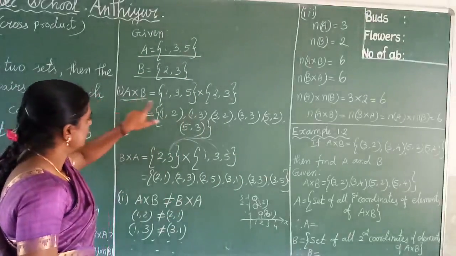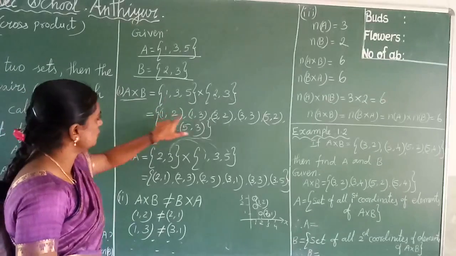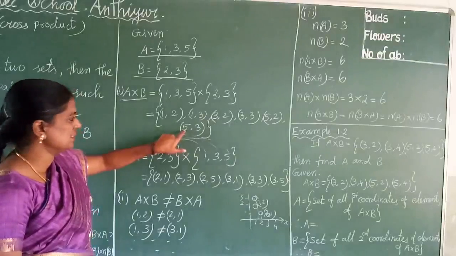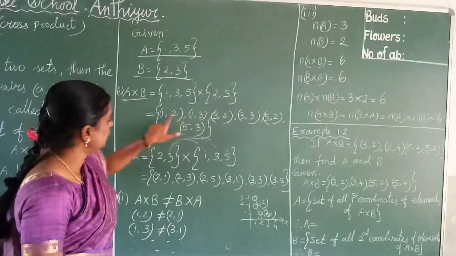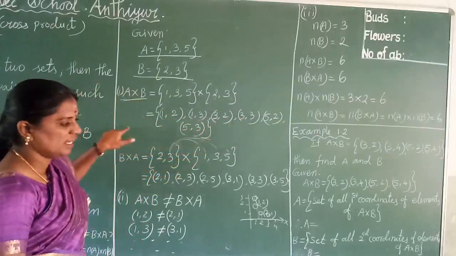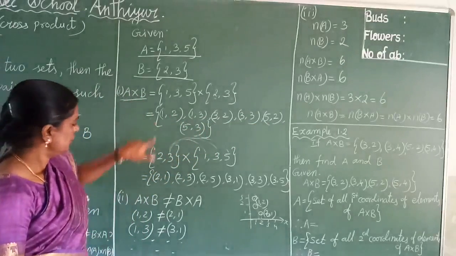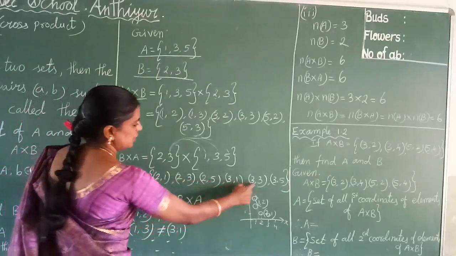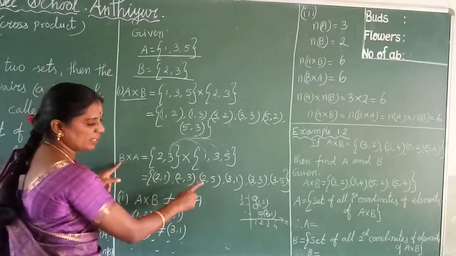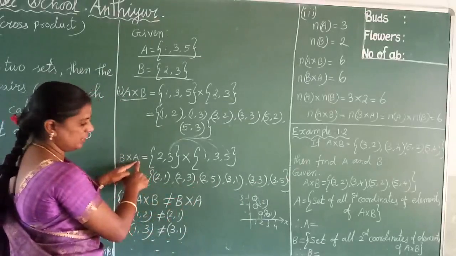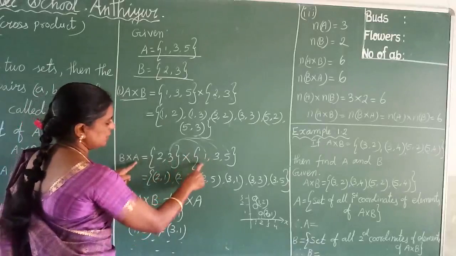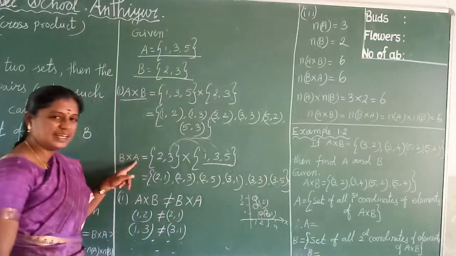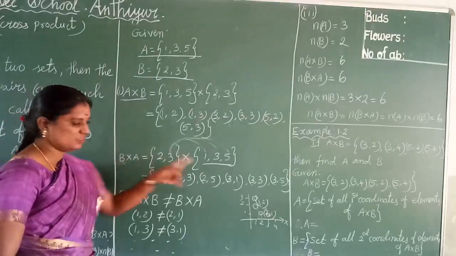So how to find? Here 1, 3, 5, this is 1, 1, 3, 3, 5. The first coordinate elements. Second, 2, 3, 2, 3, 2, 3, 2, 3. So that is the second coordinate elements. Here B: so 2, 3, that is the first, 2, 2, 2, 3, 3, 3. That is the first coordinate elements. A, that is the second coordinate elements, 1, 3, 5. So that is the second coordinate elements. So the same things we follow here.